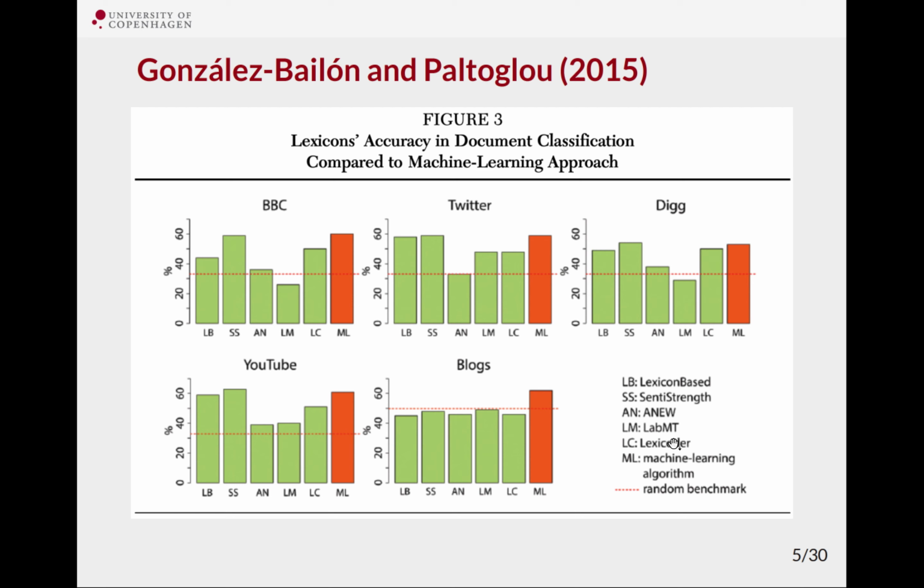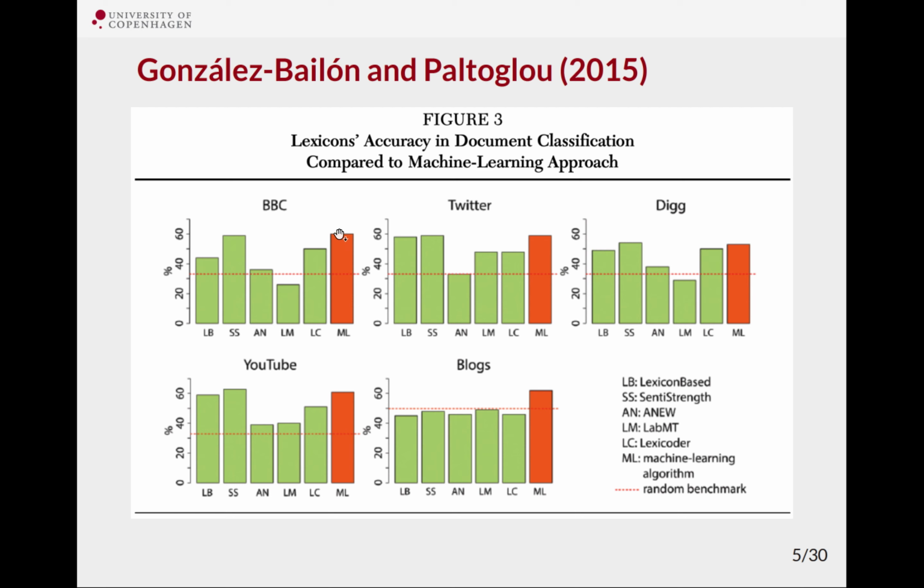I think Lexicoder is actually based on the LIWC dictionary as well. But these are the performance in sentiment of dictionary-based approaches versus a supervised machine learning classifier that is specific to data from the BBC. I think these are news stories from BBC. These are posts from Twitter, posts on Digg. I forget what the data are from YouTube, but these are across 5 different domains, and how well do these dictionaries apply in each of these domains?